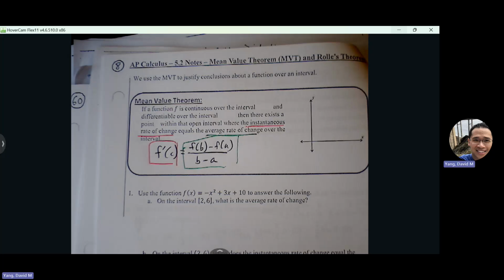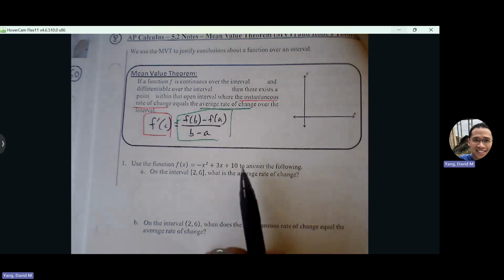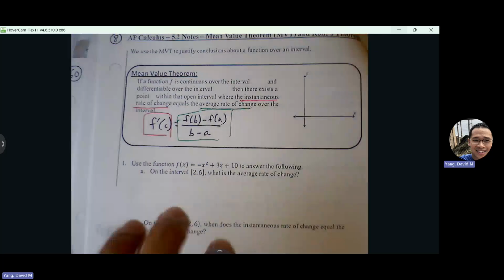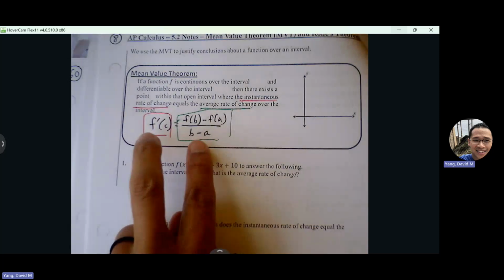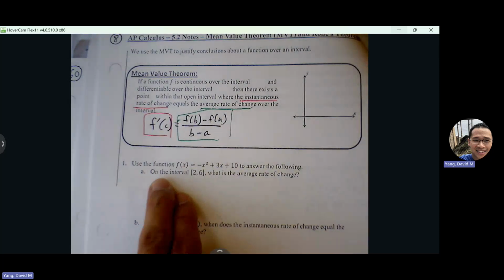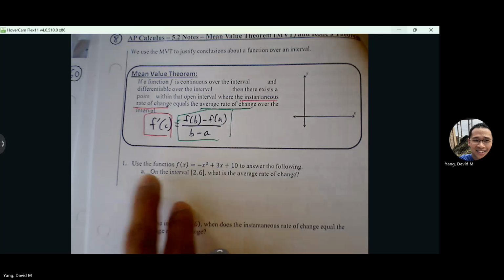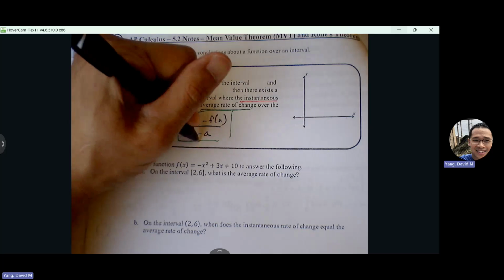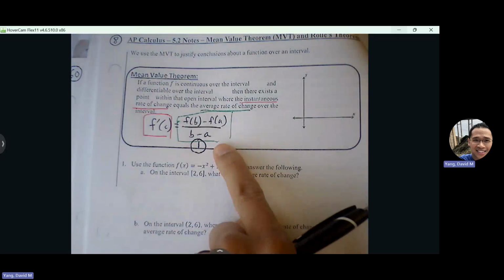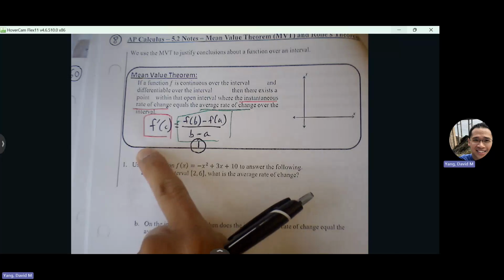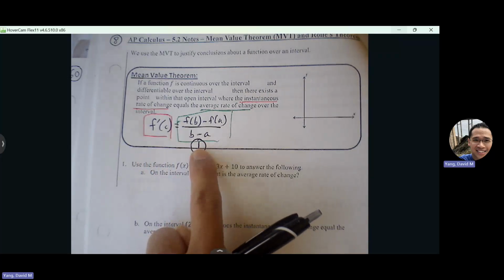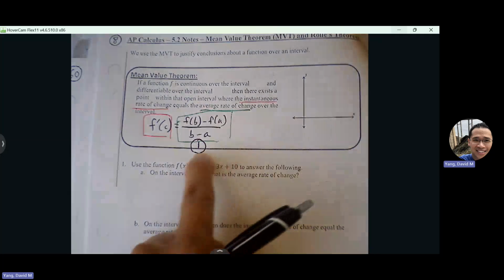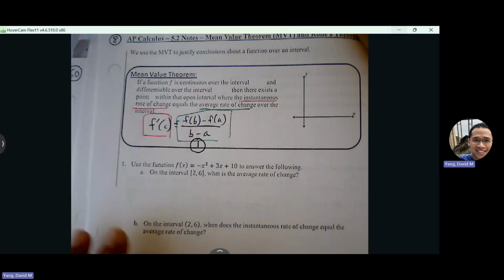Okay, so number one, use the function to answer the following. On the interval, what is the average rate of change? So number one, A and B, is kind of working through mean value theorem and breaking it down piece by piece here. So on the interval, what is the average rate of change? I think it would be a good thing to always do the average rate of change first before you find the derivative. I'll talk a little bit more about why that is better for us. But for now, we'll just get that algebra out of the way before we move on to the calculus.